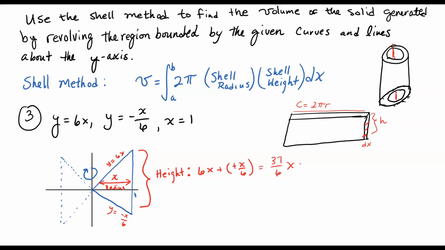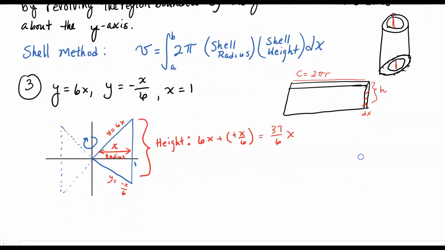It's 37 over 6x. And now we're ready to put it all together and then integrate. So let's go ahead and take a look at the volume and what that would look like. Now, we are going to go, in this case, integrating from 0 to 1. Okay, so integrating from 0 to 1, we've got 2 times pi.